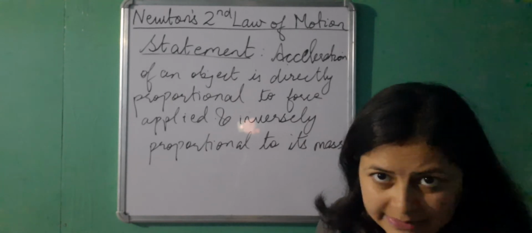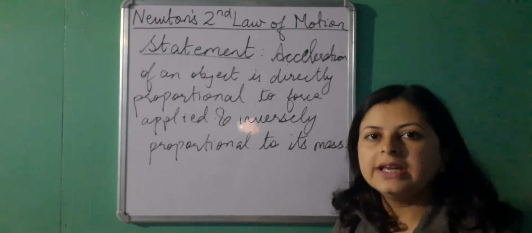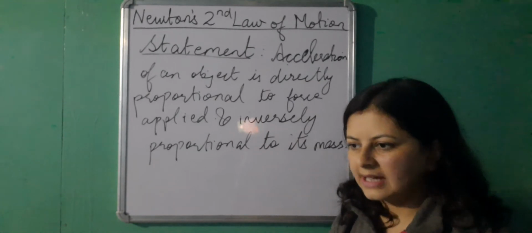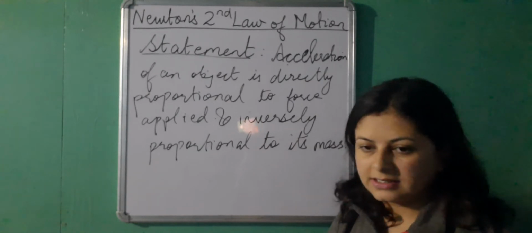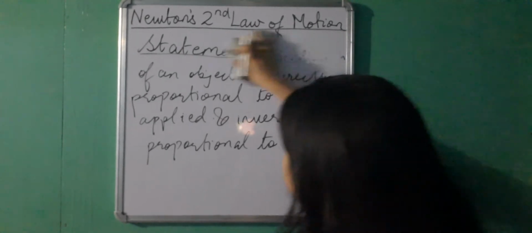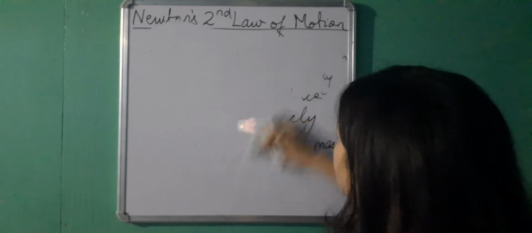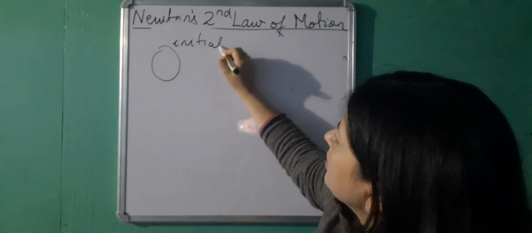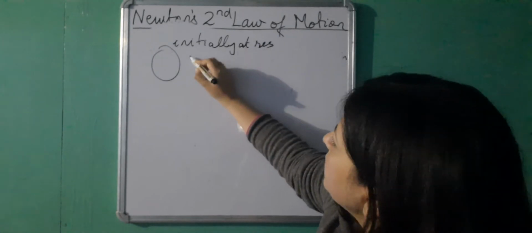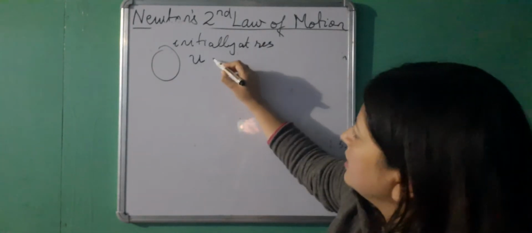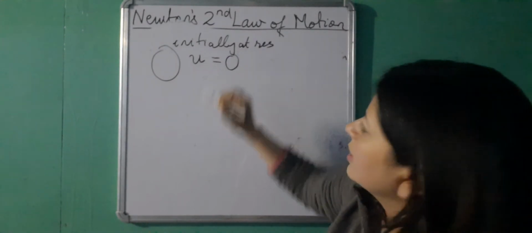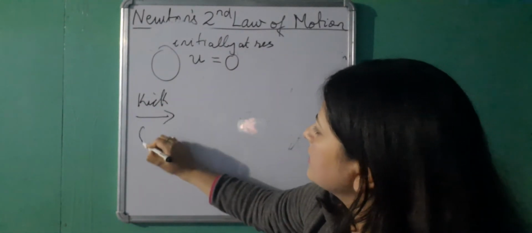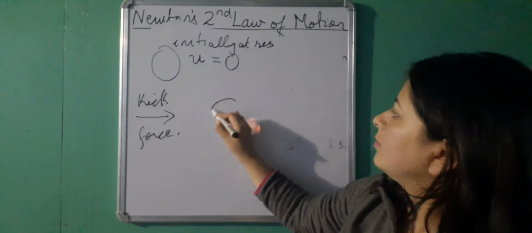That means if you apply a force on a body, the body will accelerate. That means the velocity of the body is going to change. For example, you kick a ball which is initially at rest. The initial velocity, which we denote by small u, is equal to 0. Now you kick the ball. A kick is a kind of force. You are applying a force on the ball. Now the ball will start rolling.